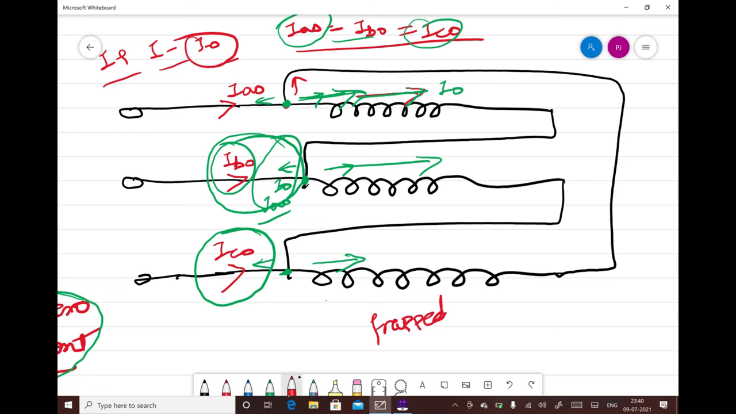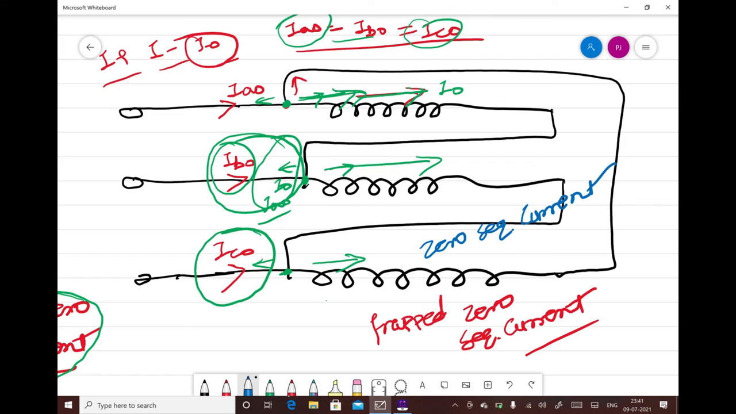Trapped zero sequence current, or also called the trapping of zero sequence current, or we say that zero sequence current flows through the delta winding only, flows inside the delta winding, and it cannot go out.